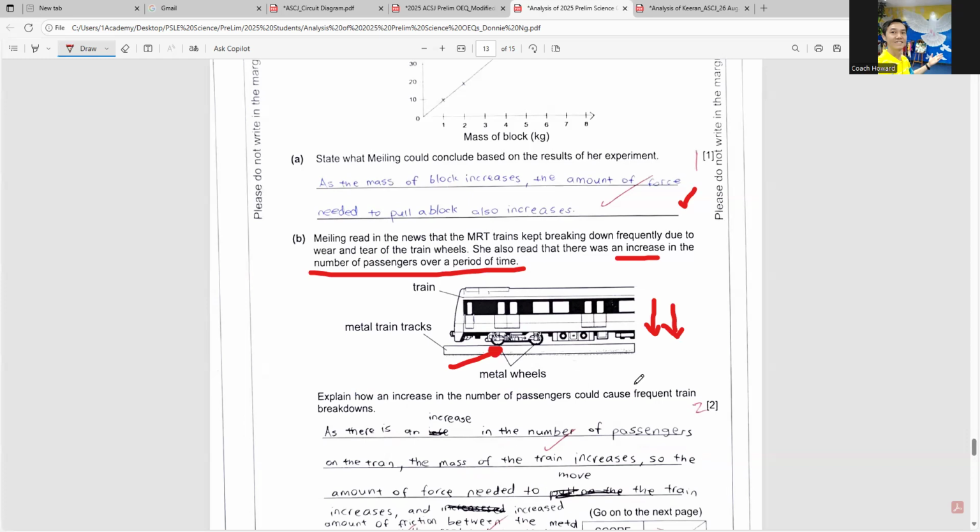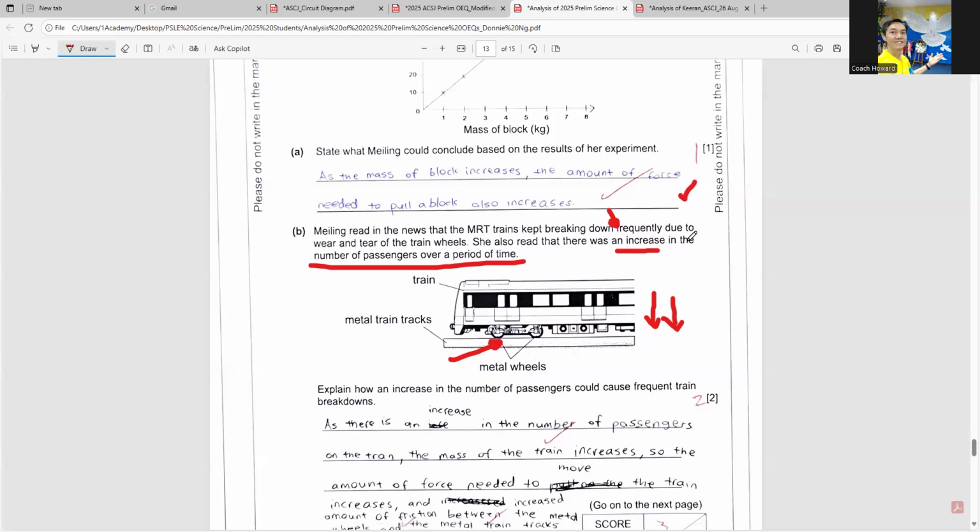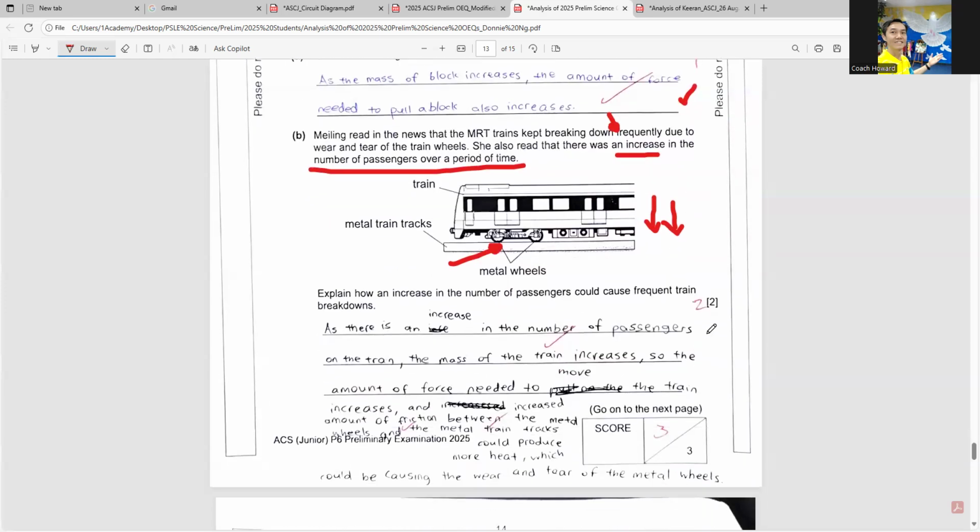This breakdown is actually due to, because you see there's a cause and effect, kept breaking down frequently due to what? Due to wear and tear of the train wheels. This student gets full marks. Let us learn how to get these full marks.